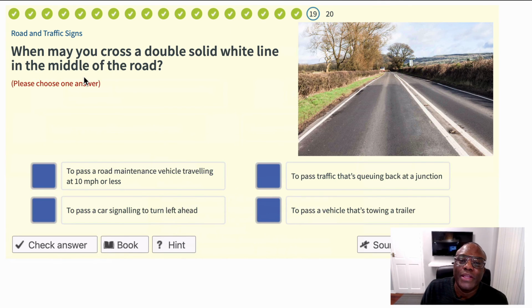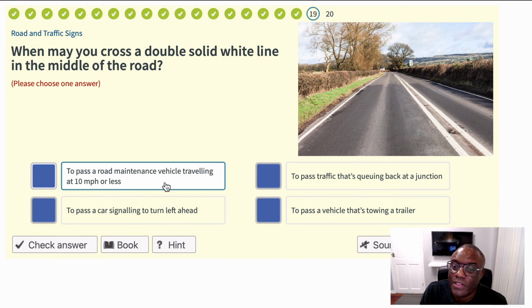19, when may you cross a double solid white line in the middle of the road? So we're talking about this here. They normally use an example of a cyclist doing 10 miles an hour or less, or a road maintenance vehicle doing 10 miles an hour or less. That's the only time you can really cross the double white line in terms of overtaking. So we're looking for something along those lines, especially with 10 miles an hour in the answer itself. So to pass a road maintenance vehicle travelling at 10 miles an hour, straight away, that's that one.